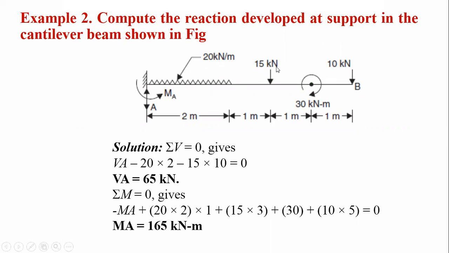Point loads of 15 kilonewton and 10 kilonewton, and there is one clockwise moment over here, that is a 30 kilonewton meter moment. Now here there is no horizontal load. That's why the horizontal component will be 0, and we are not going to calculate it over here.